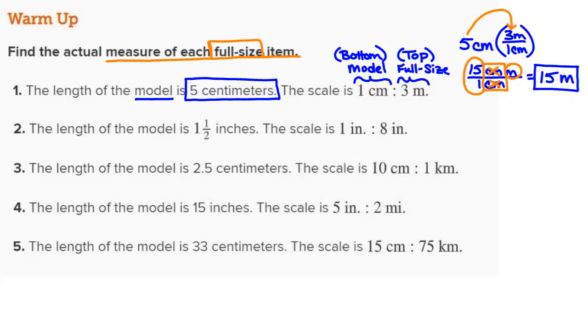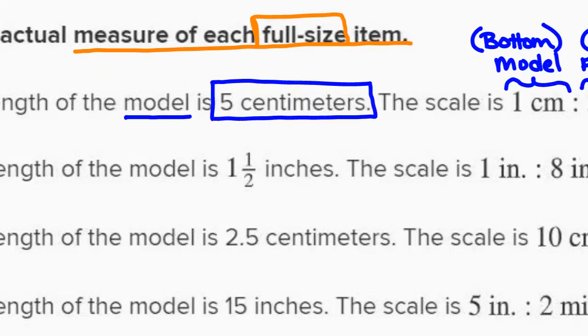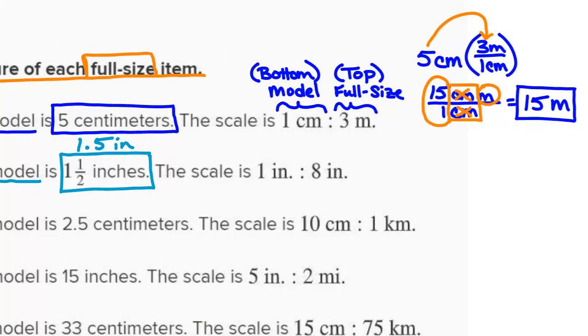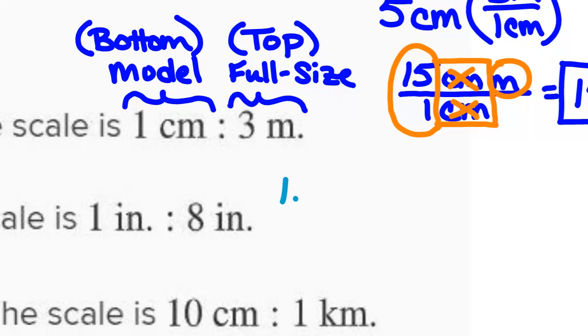So, number 2. It says my model is 1.5 inches. What might be an easier way for me to write this instead of 1 and then the fraction 1/2? Let's do 1.5. So 1.5 inches. That's my model. We're going to multiply that to, what does this fraction need to look like?